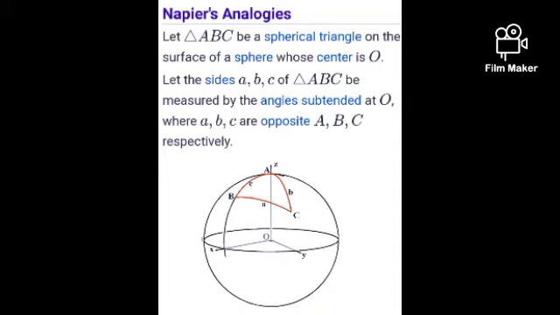We let triangle ABC be a spherical triangle as shown in the diagram. It is a triangle on the surface of a sphere whose center is point O. We let sides small a, small b, and small c of triangle ABC be measured by the angles subtended at point O, where small letters a, b, c are opposite the angles capital letters A, B, and C respectively.